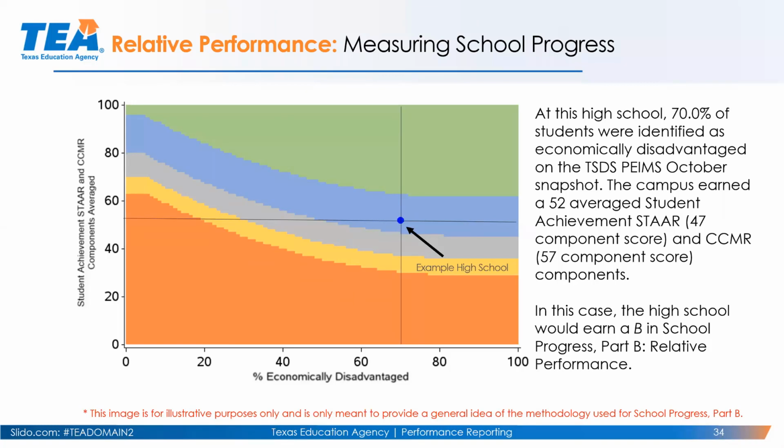My x-axis is the 70% eco-dis for my high school. So in this example, the high school is in the darker blue zone, and that would earn a B for school progress for Part B relative performance. So I would get a B letter grade in this example.